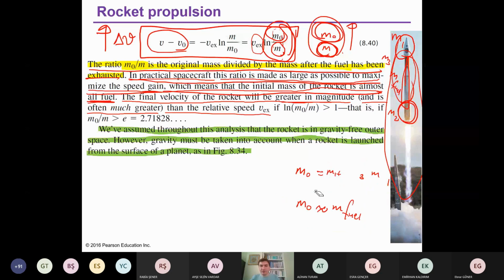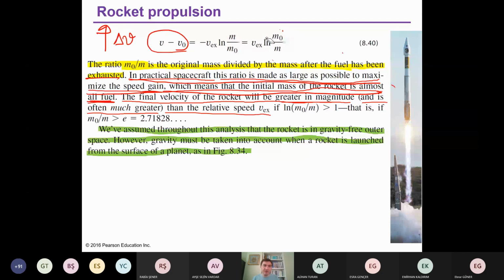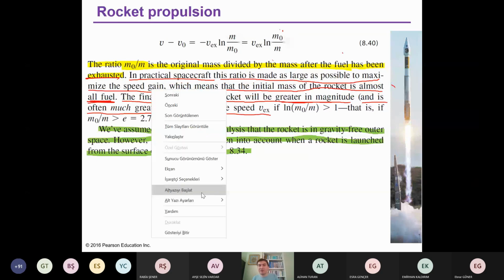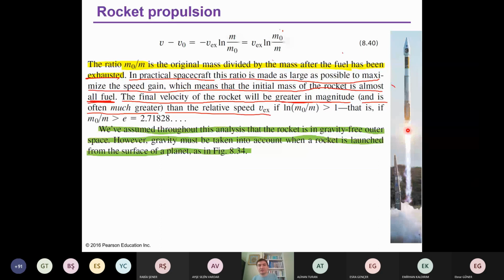Then let me continue other physical results of this equation. Then let me finish this part. So the final velocity of the rocket will be greater in magnitude and is often much greater than the relative speed of Vx. What was Vx? Relative speed of the exhausted fuel relative to the rocket speed.